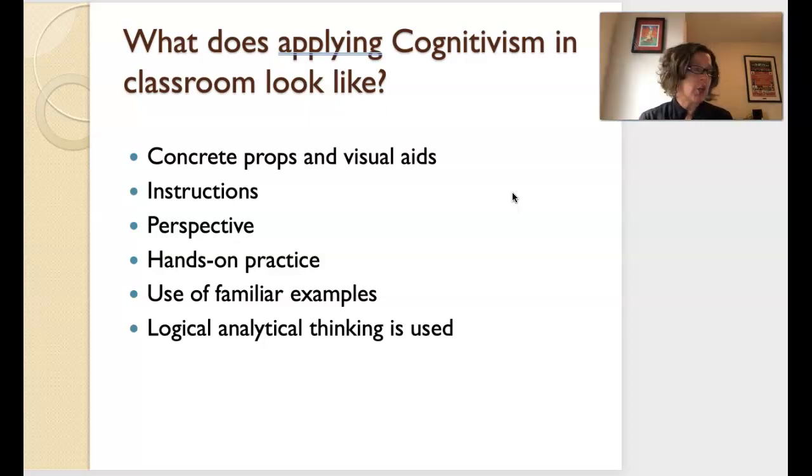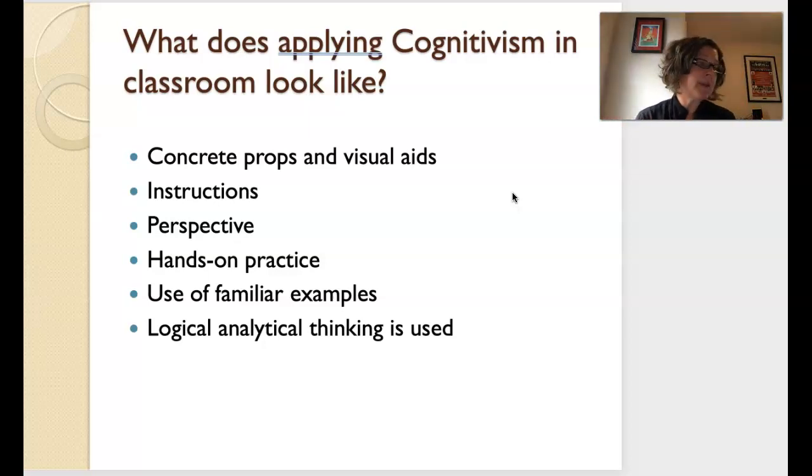Perspective, students would be encouraged to see the world from somebody else's point of view, that it's not just your point of view, it's absolutely what's going on around you. Lots of hands-on experience, lots of hands-on practice, use of familiar examples. So the cognitivist would use maybe a story that they have a little bit of background information in. Maybe they've read a storybook so they can actually picture the book and the pictures, and then they bring in maybe some math concepts and link it to something familiar.